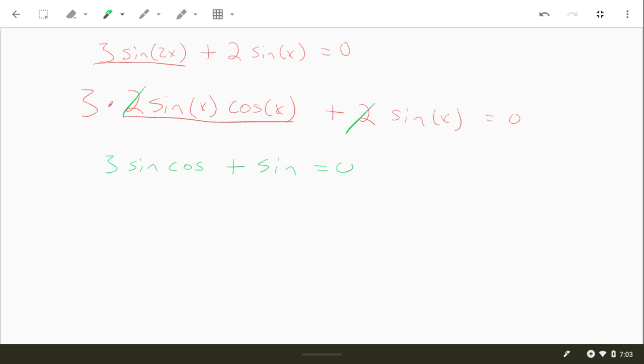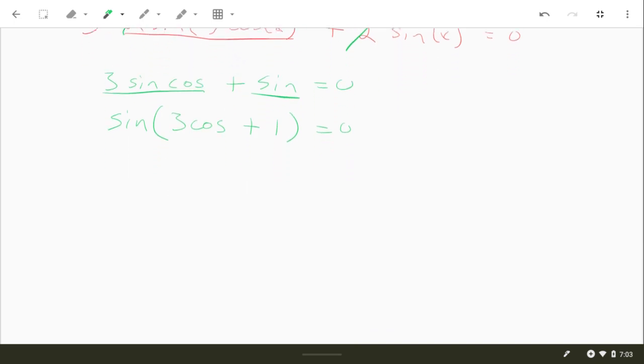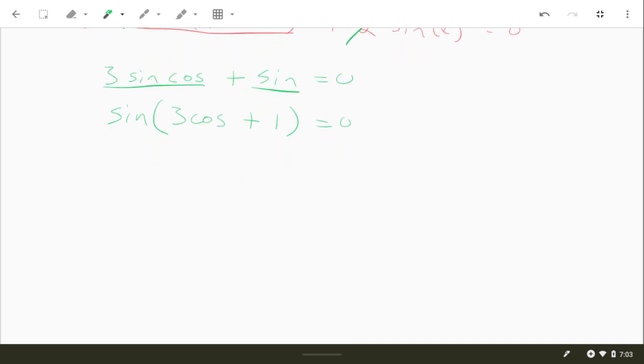And then I'll factor out a sine from both halves here. All right, so the left half, that'll give me a 3 cosine plus, and then if I factor out a sine there, it'll give me a 1. All right, set these things equal to 0 and solve for x. All right, for sine to equal 0, that's going to happen at 0 degrees and 180, or 0 and pi.